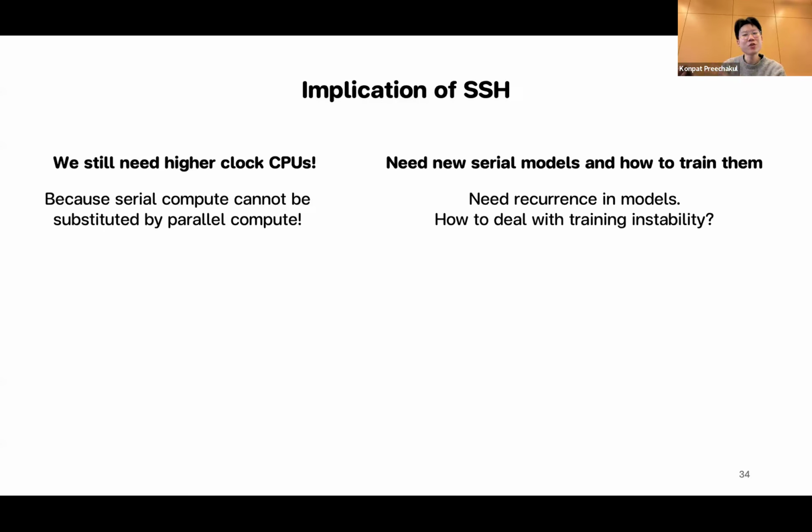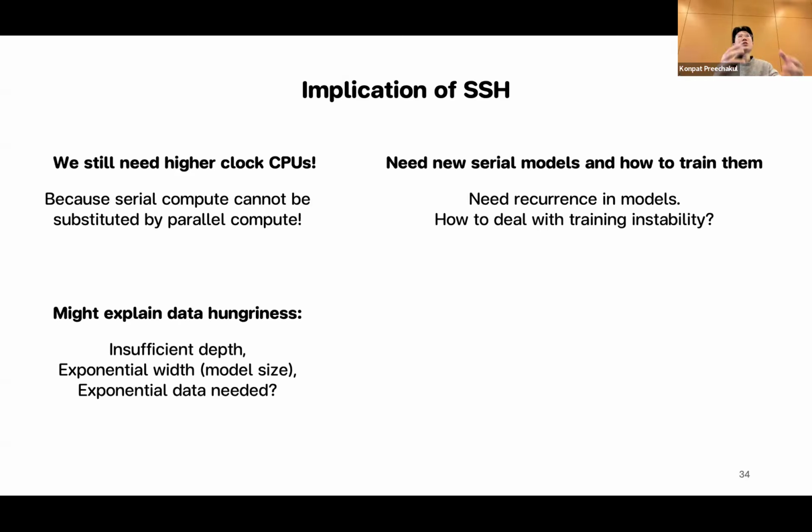We also need new serial models and how to train them. We probably need to reintroduce recurrence back into our models. And reintroducing recurrence into the model will make training harder, so we need a trick to deal with that.